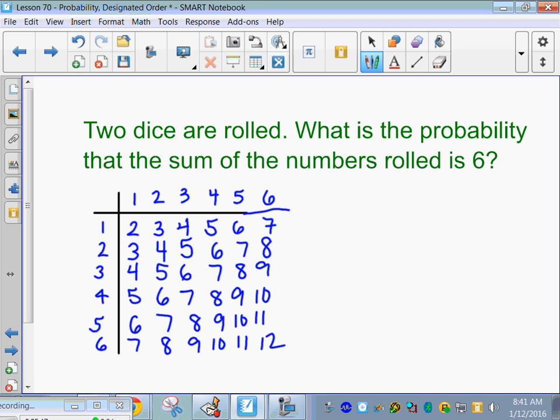Okay, you have to do the table neatly to make it work here. All the way to a sum of 12. The biggest number we can get is if we roll a 6 and a 6, and therefore we get a 12. I'm going to pause.